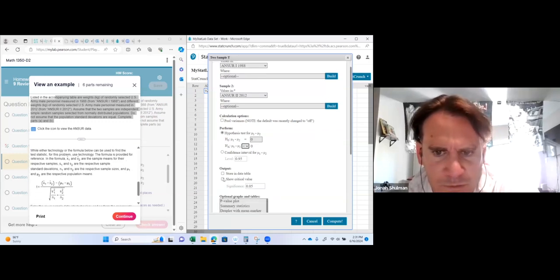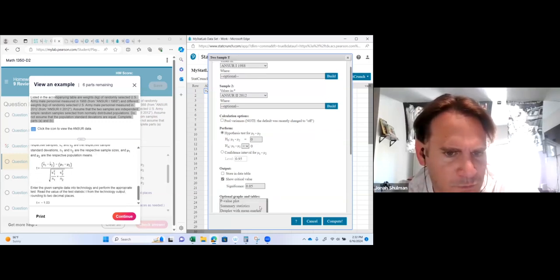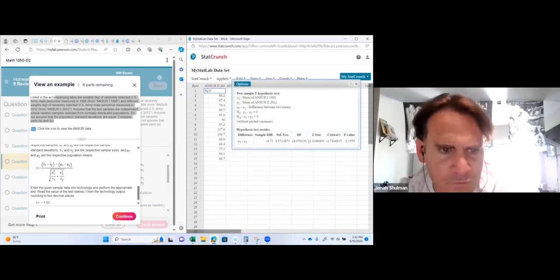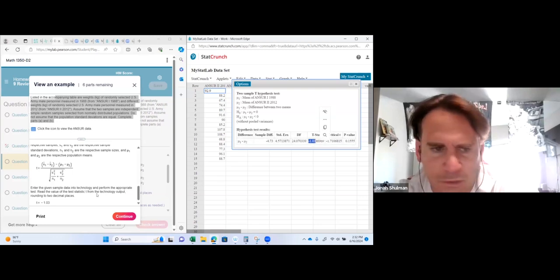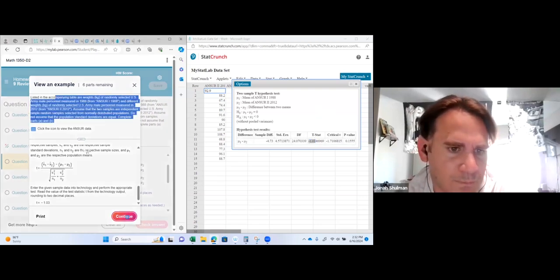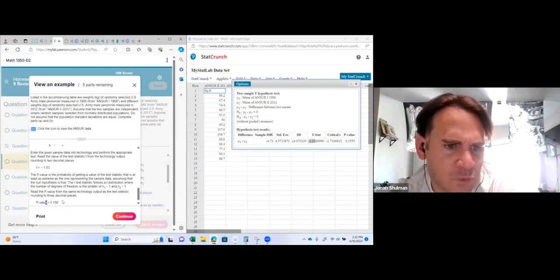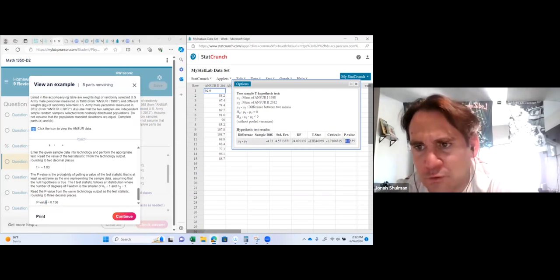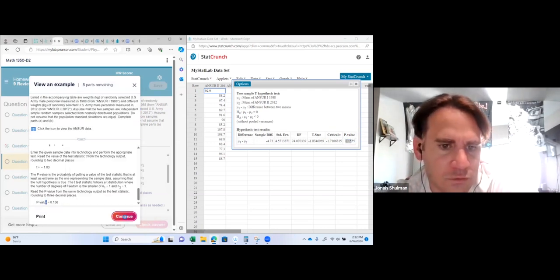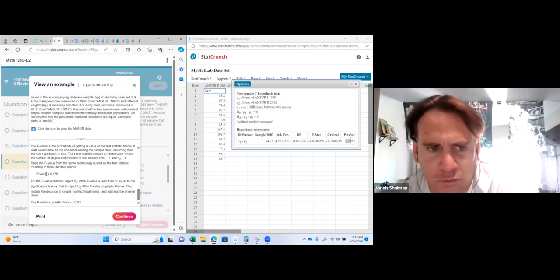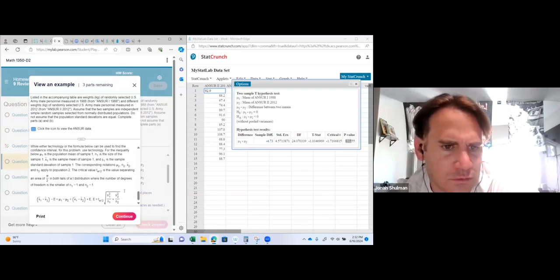We're going to use the significance level of 0.05 and click compute. We got a T critical of negative 1.03. Beautiful. Okay. We got a p-value of 0.0156. Beautiful. Cool. The p-value is greater than the alpha level of 0.01, so we fail to reject it.